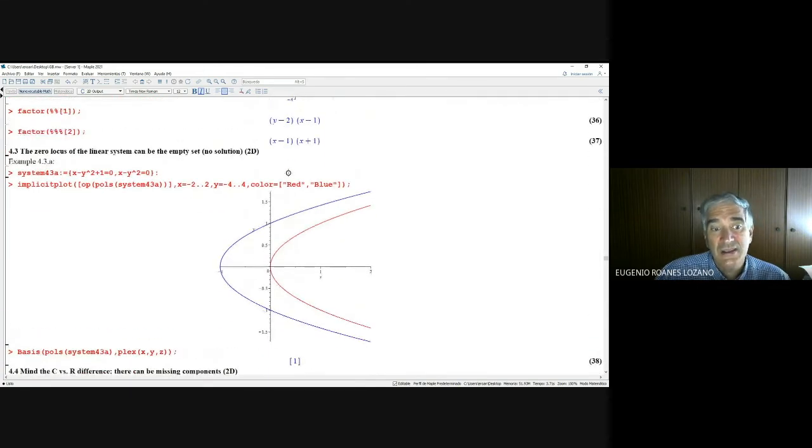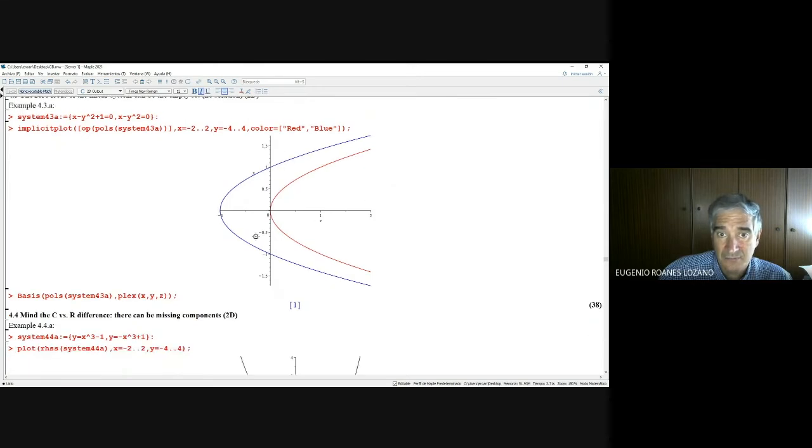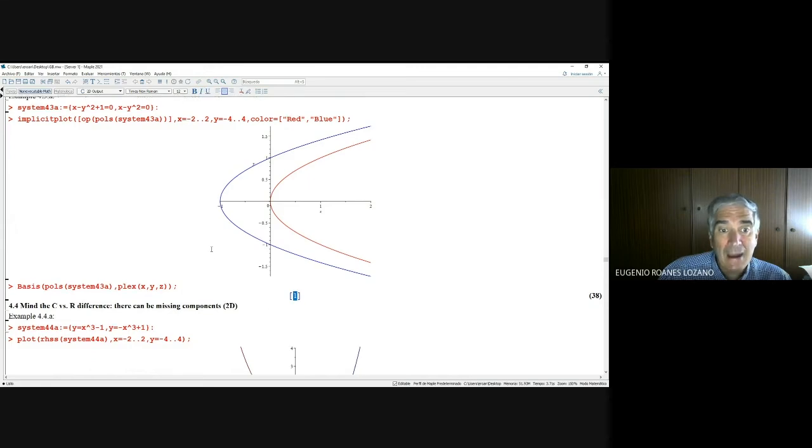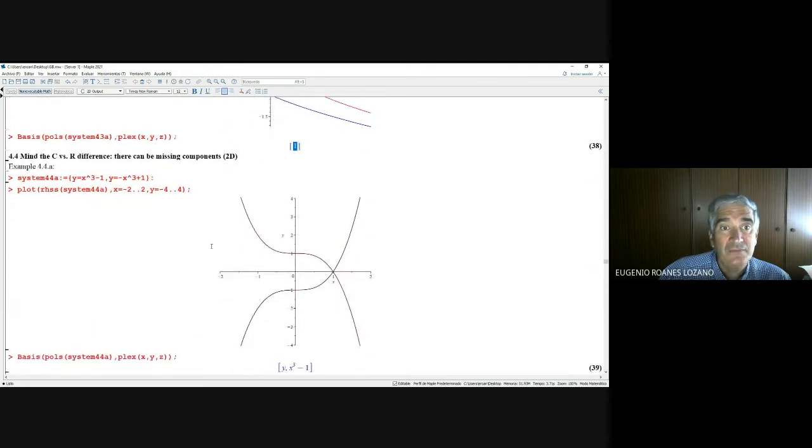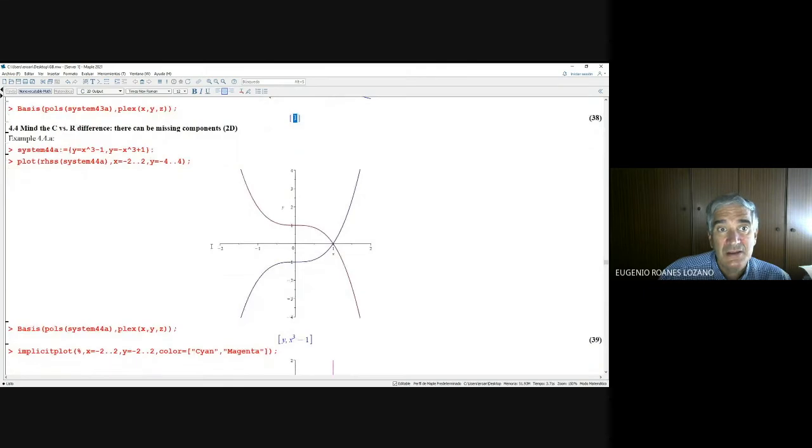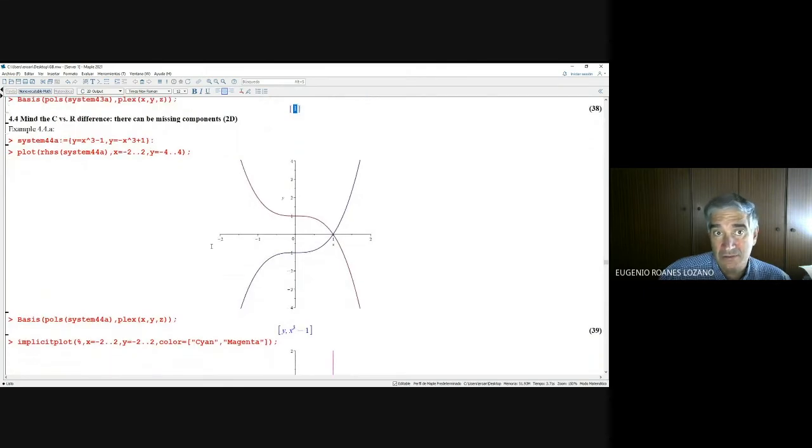Of course, the zero locus of an algebraic system can be the empty set. In this case, it's impossible to satisfy at the same time to be on the blue and the red parabolas. So the Gröbner basis obtained is 1. But we must be very careful here, because sometimes there can be missing components.